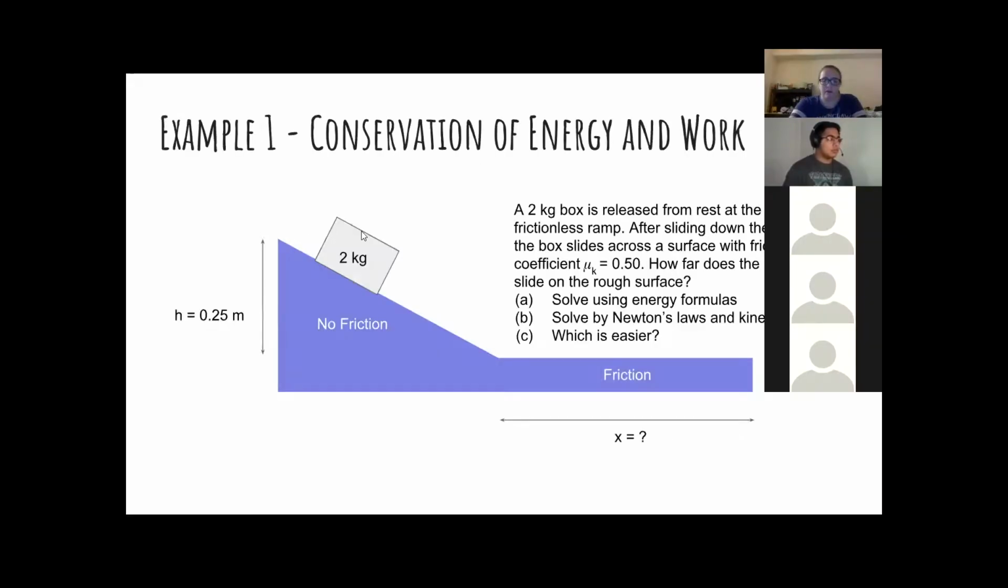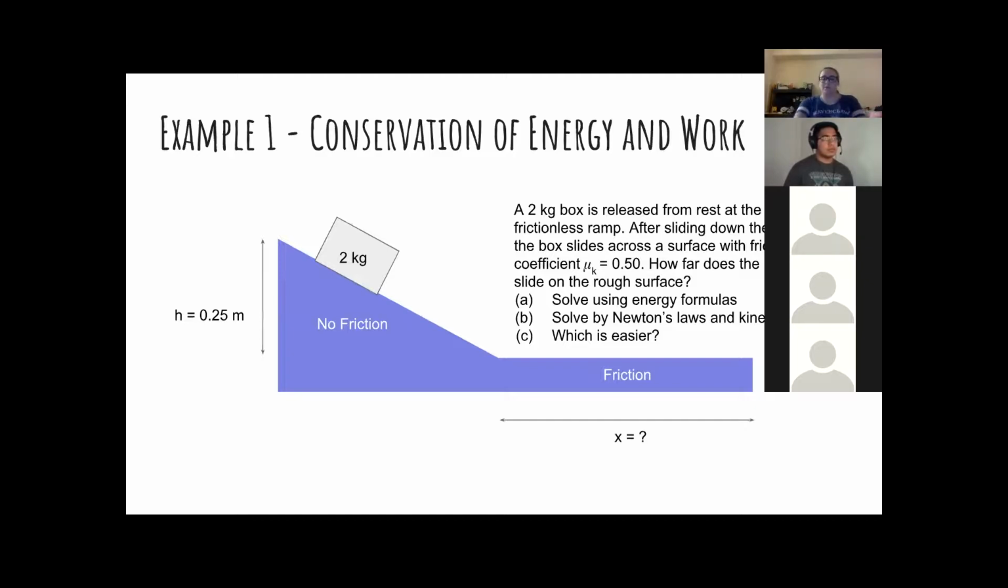We have a 2 kilogram box, which is released from rest at the top of a frictionless ramp. When it slides down the ramp and meets the flat surface, it encounters friction. The friction coefficient of the surface is 0.50. How far does it slide on that rough surface before stopping?